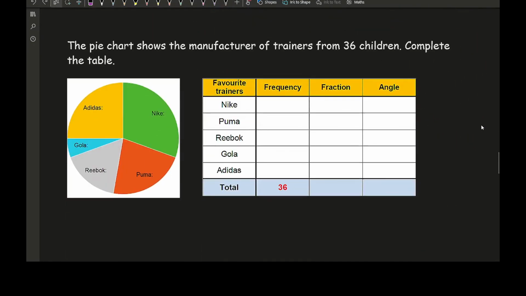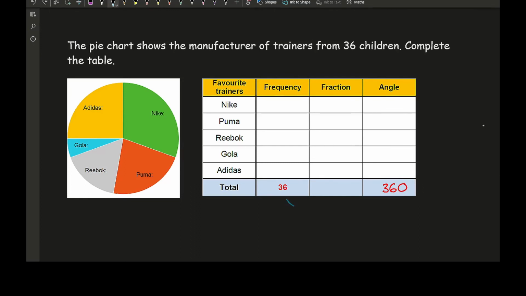Now moving on to the next question. This question says the pie chart shows the make of trainers worn by 36 children. Complete the table. In this particular question, we've been given the total frequency, so here it's 36. I also know that the total number of angles is going to be 360. So this question could easily be a non-calculator paper, although it is unlikely. Or it could be actually.